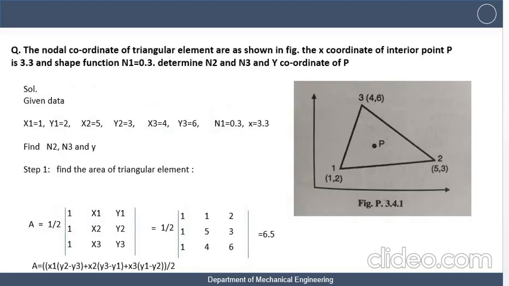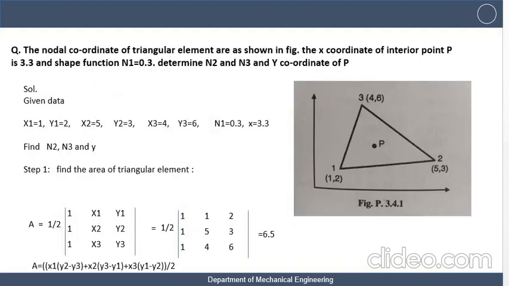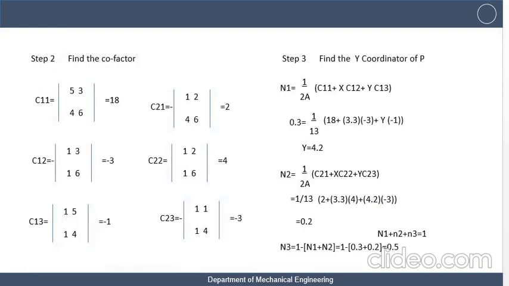C12 means first row, second column eliminated. So we will get 1, 3, 1, 6. C13 means first row, third column eliminated. So we will get 1, 5, 1, 4. Similarly, you have to calculate C21, C22 and C23.